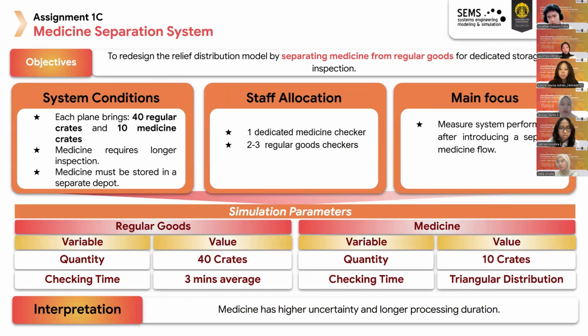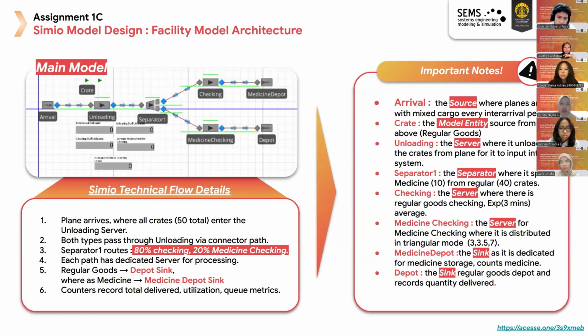This is for assignment 1C, the medicine separation system. We separated medicine from regular goods. Medicine requires longer inspection and dedicated storage. Therefore, one checker was assigned specifically for medicine, while the remaining staff handled regular goods.